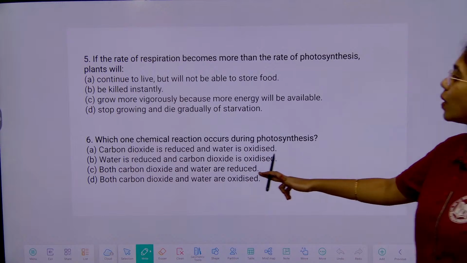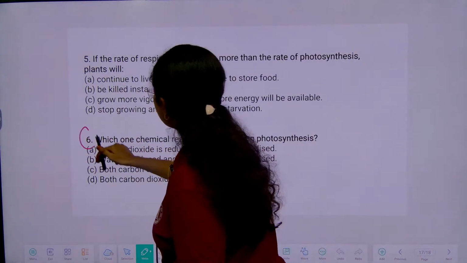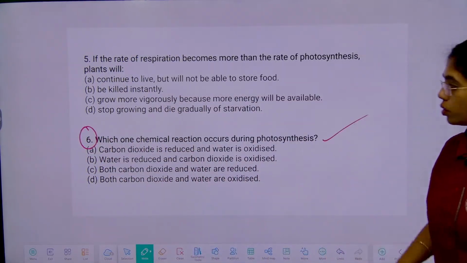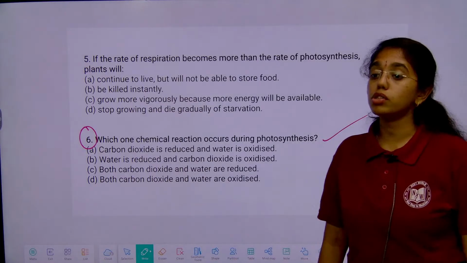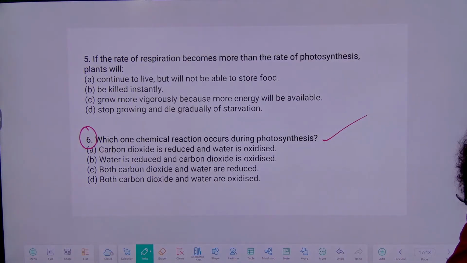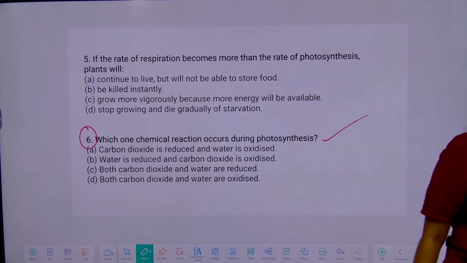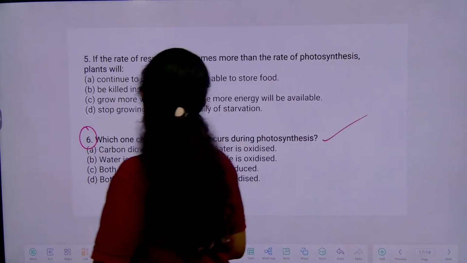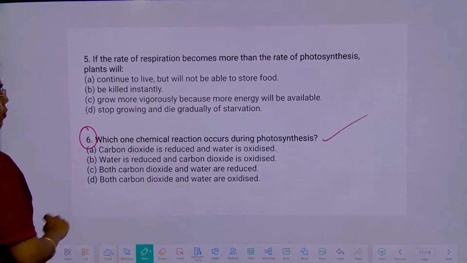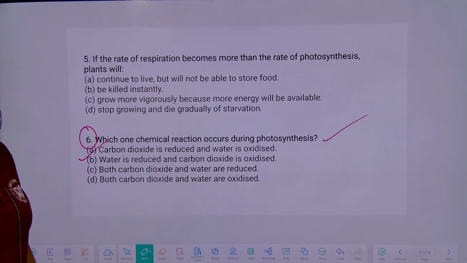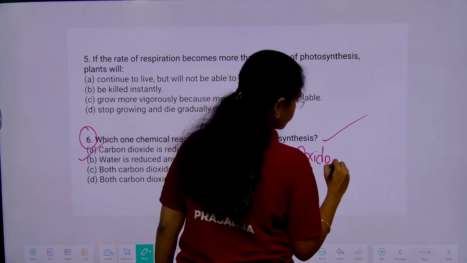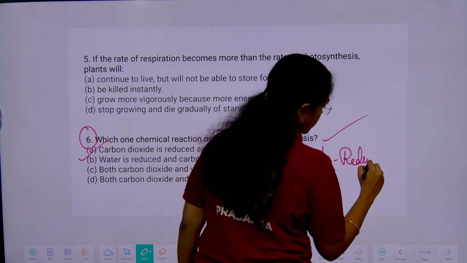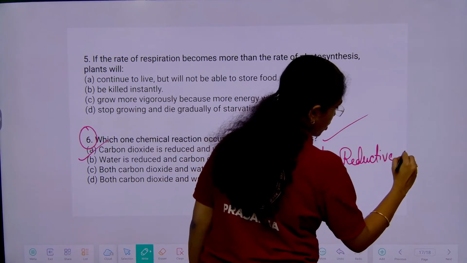Which chemical reaction occurs during photosynthesis? Last question of the session. Which one? Carbon dioxide is reduced and water is oxidized. That is why it is known as what? Oxidoreductive process.